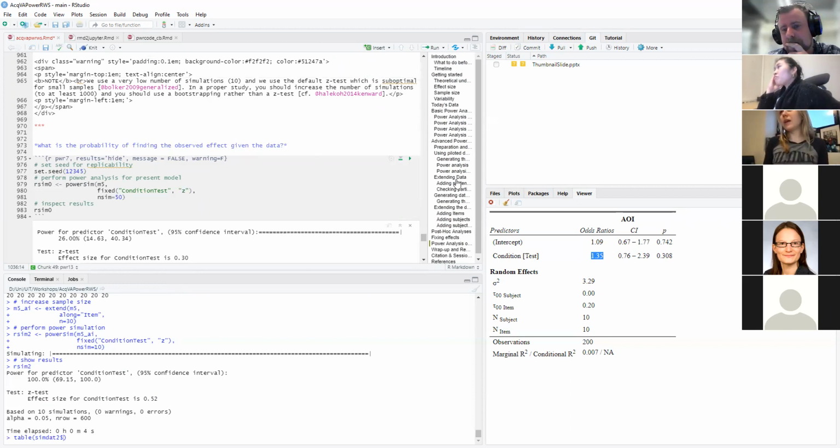And if the odds ratio was, let's say, 1.8, then we would specify effect size as 0.6 in f?